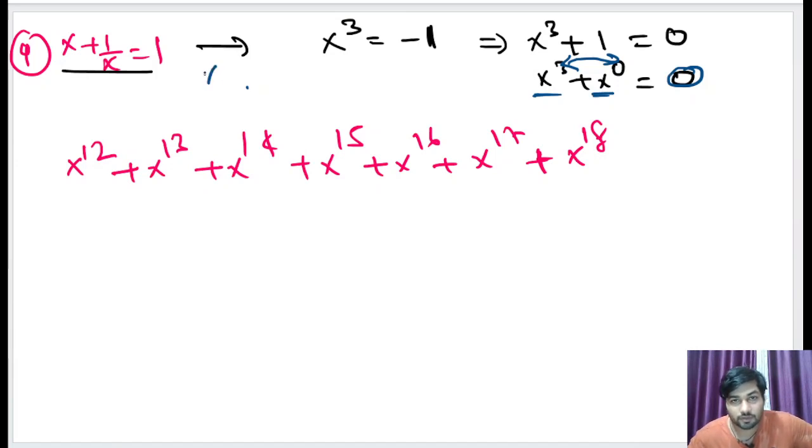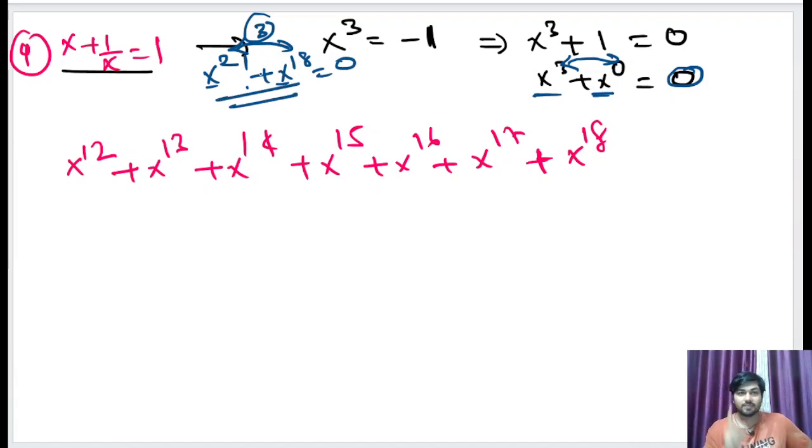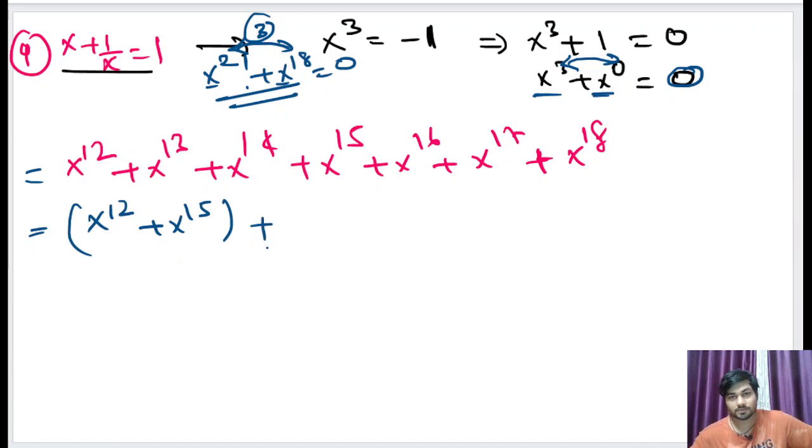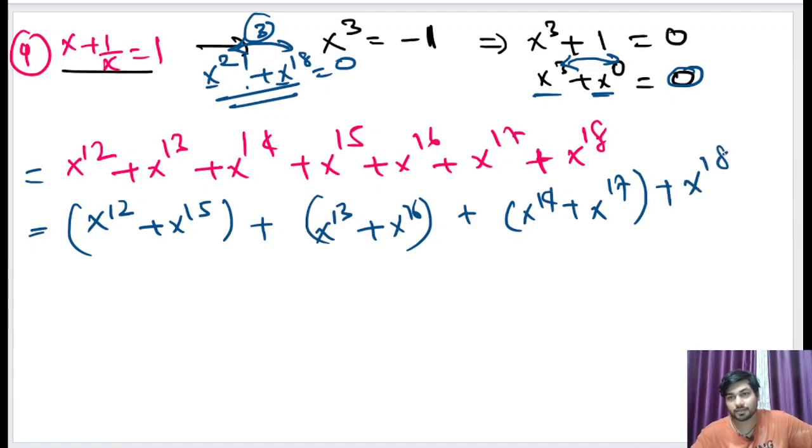If it is given as x to the power 21 plus x to the power 18, see, both are x and in a sum, the difference of their powers is 3, which means their sum will be 0. The same concept will be used in the question asked here. Let me arrange it. x to the power 12 plus x to the power 15. I am arranging the values in differences of 3. Plus x to the power 13 plus x to the power 16 plus x to the power 14 plus x to the power 17 plus x to the power 18, right?